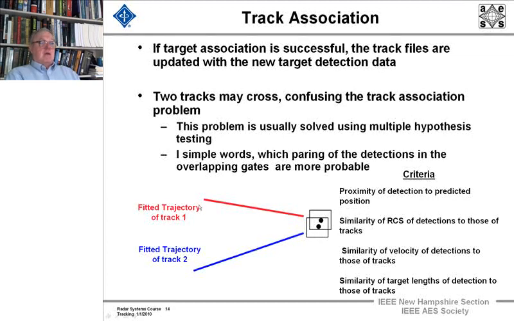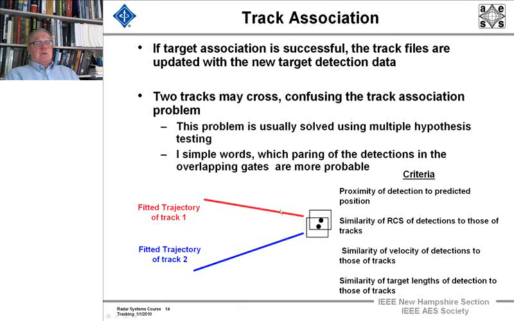And so that means we want to have very accurate knowledge of the predicted position of where in the tracking gates each one would fall. The criteria might be the proximity of detection to the predicted positions, and the similarity of radar cross-section of the detections to those tracked. This might be at a much higher altitude, a Boeing 727 here, which would have a large cross-section.